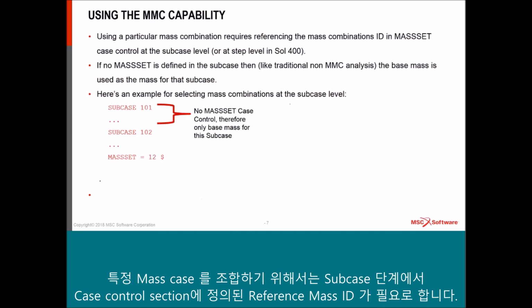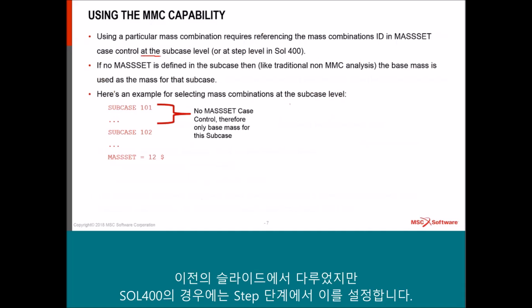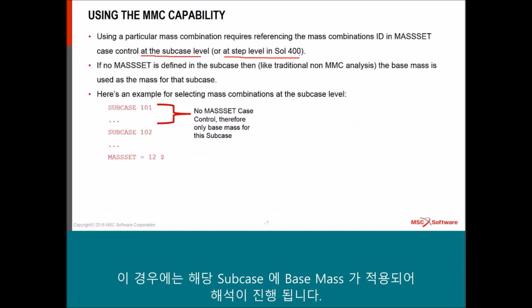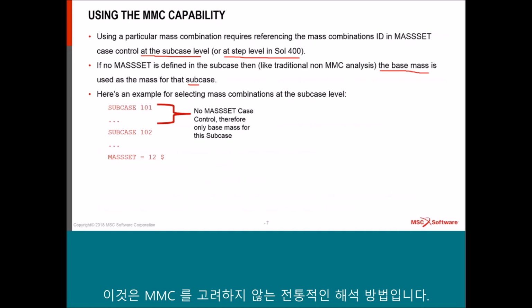So using a particular mass combination requires referencing the mass combination's ID in MASSSET case control at the subcase level. I've already covered this, but an important point is if you're going to be using SOL 400, you do it at the step level. If you are not going to define a MASSSET for a subcase, then you just leave that subcase without a MASSSET case control. In that case, you're going to be using the base mass for that subcase, as if you're just doing a traditional non-MMC analysis.